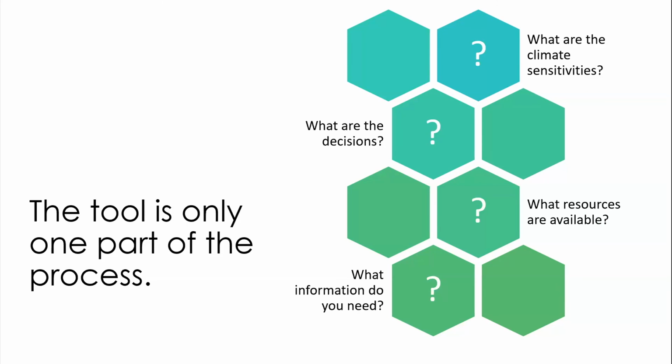Happily for you, though, the tool is really only one part of the process. The tool is going to help you know what future climate changes might be like. But a lot more of the planning process is about understanding the climate sensitivities of the species or system you're working in, thinking about what kinds of decisions you're making, what resources are available to you, both for management and for using climate information, and what information you need. And this is really where the climate tools start coming in. Just one of these sort of 4 basic questions.